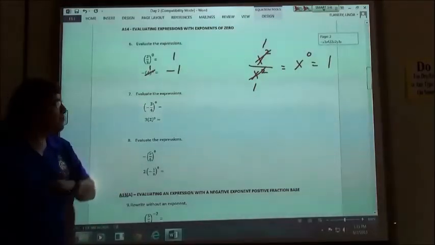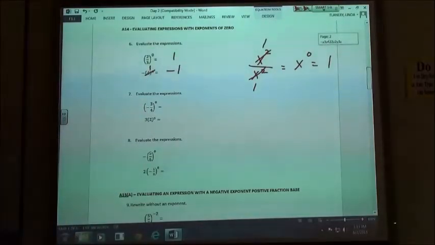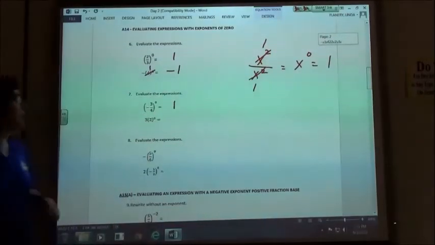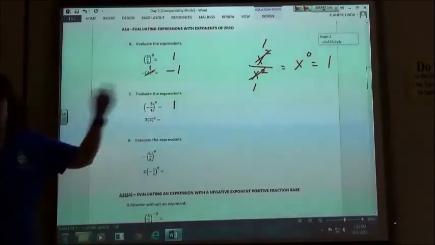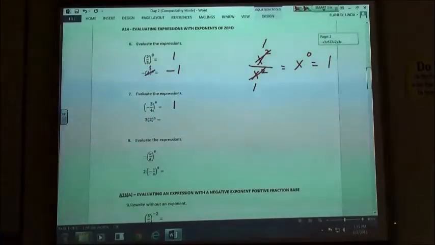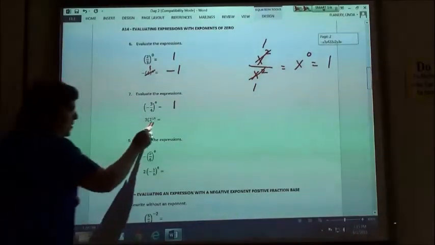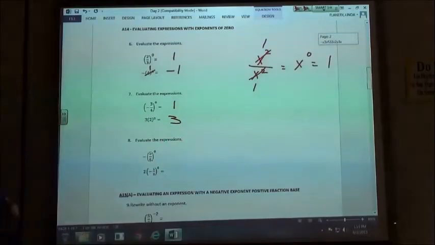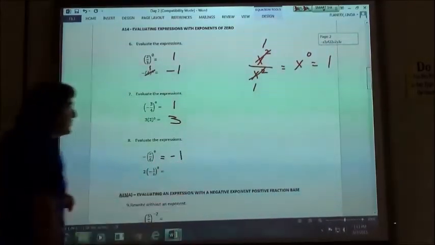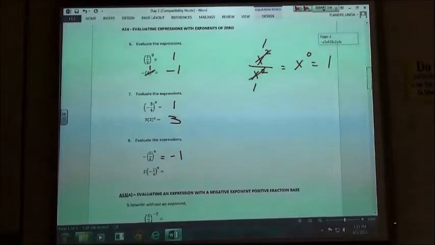If I'm going to do -3/4 to the 0 power, what am I going to get for my answer? 1. Anything to the 0 power is 1. If I do 3 times 2 to the 0 power, my answer is going to be 3. 1 times 3 is 3. If I have -1 times 5, 6 to the 0 power, my answer is -1. Hey, I forgot to type my equal sign. And if I have 2 times -1/3 to the 0 power, my answer is 2.